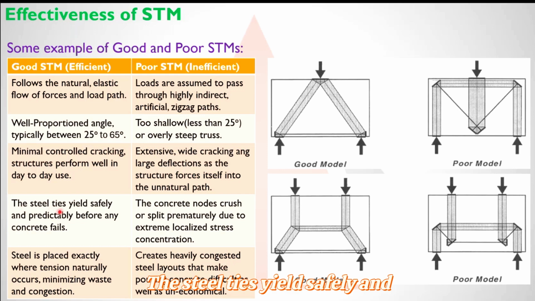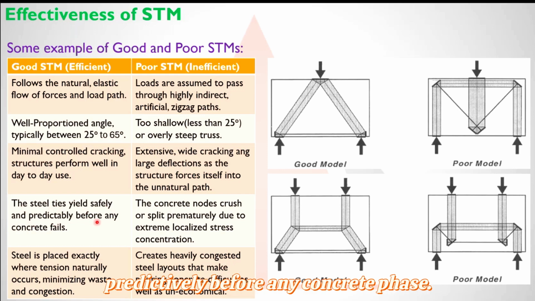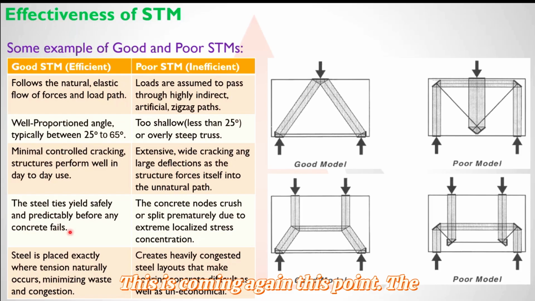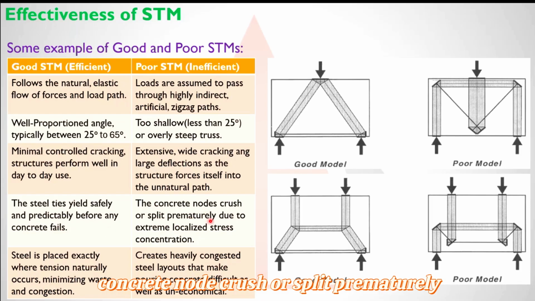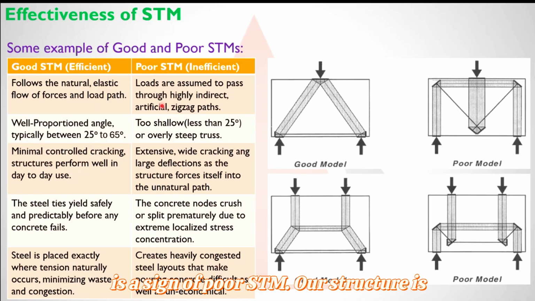The steel ties yield safely and predictably before any concrete fails. This point is coming again. In poor STM, the concrete node crushes or splits prematurely due to extreme localized stress concentration. As I've said, if our concrete node crushes first, then this is a sign of poor STM. Our structure is not good.